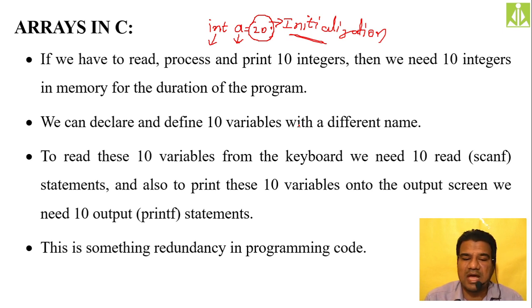The same thing I have just explained, you can see in these four statements. If we have to read, process and print 10 integers, then we need 10 integers in memory for the duration of the execution of your program. We can declare and define 10 variables with different names. To some extent it is feasible, an easy job. To read these 10 variables from the keyboard, we need 10 read statements, that is, scanf statements. And to print these 10 variables onto the output screen, we need 10 printf statements. Ten, to some extent we can accept.